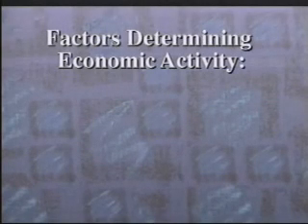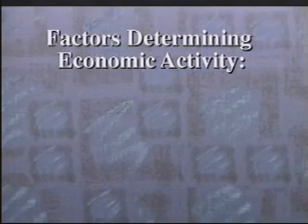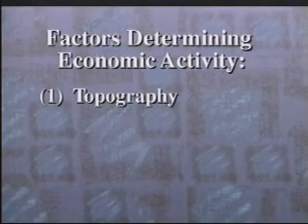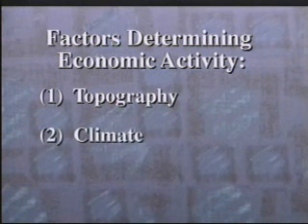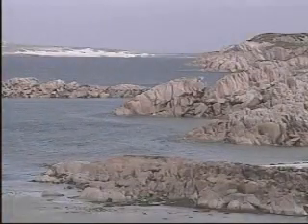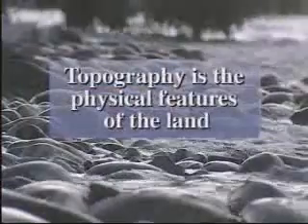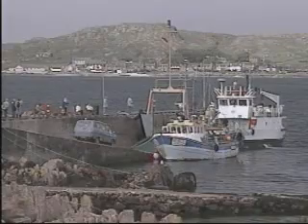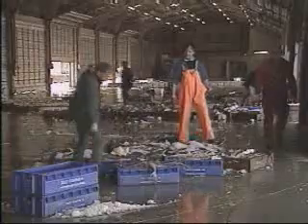The economic activities of a culture are determined by three factors: topography, climate, and natural resources of the land. Topography is the physical features of the land. Topography determines the economic activities of a culture because the physical features of the land influence how it can be used in production by the people who live there.